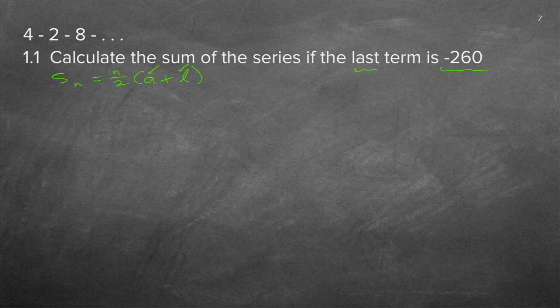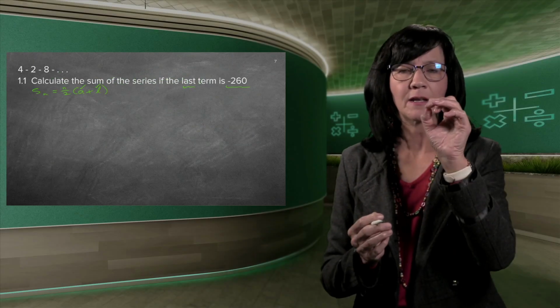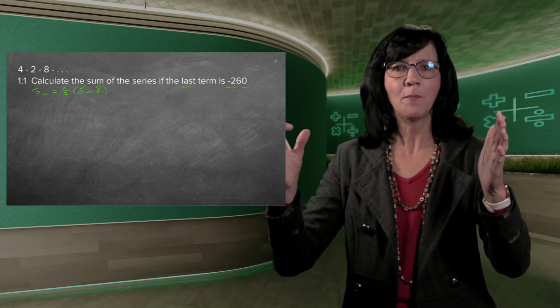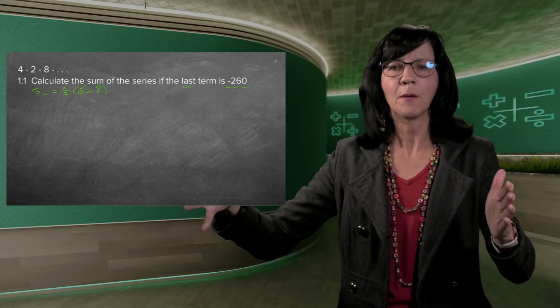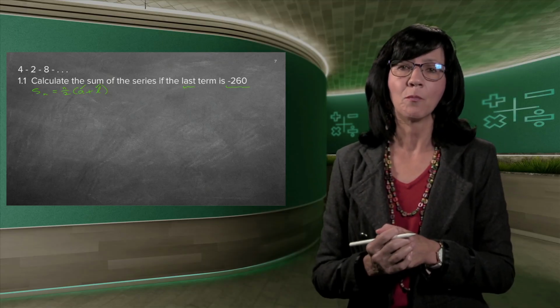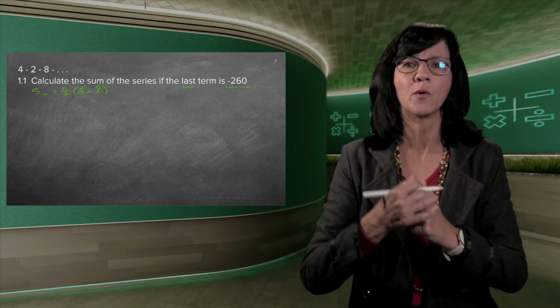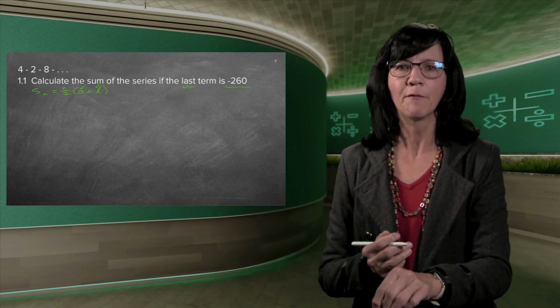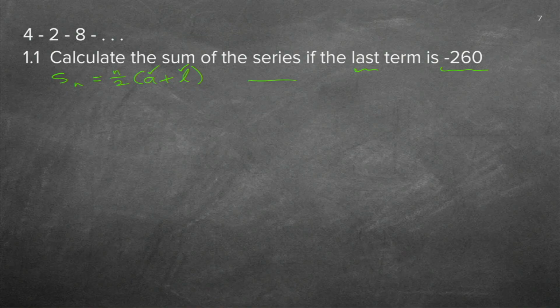So I've got that. But what do I not have? The little n. Because I do not know how many terms are adding up to minus 260. So this is probably the most complicated problem where they ask you a hidden question. Before you can use this sum formula, you first have to go there and you need to do the Tn formula. A plus n minus 1d. Because I do not know what my little n is.